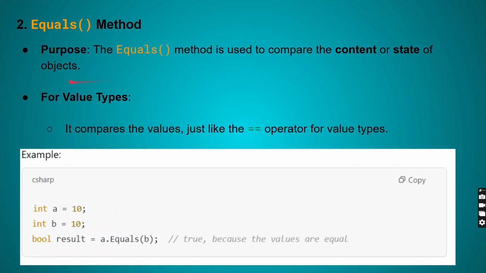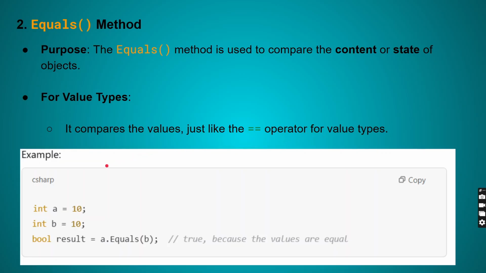Now we will see the equals method. Purpose: the equals method is used to compare the content or state of the object. For value types, it compares the values just like the equality operator for value types.